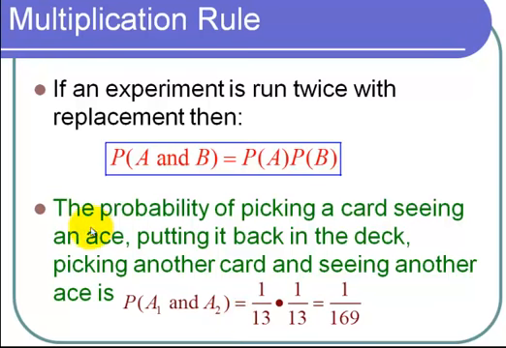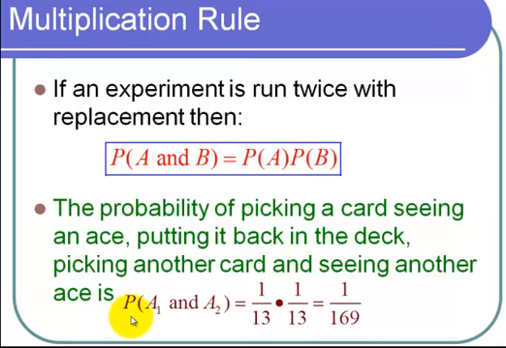So I want to look at the probability of picking a card, seeing an ace, putting it back in the deck, picking another card, and seeing another ace. To find that probability, it helps to use this multiplication rule, because notice that this particular experiment is done with replacement, because we are putting it back in the deck after we've looked at the card.